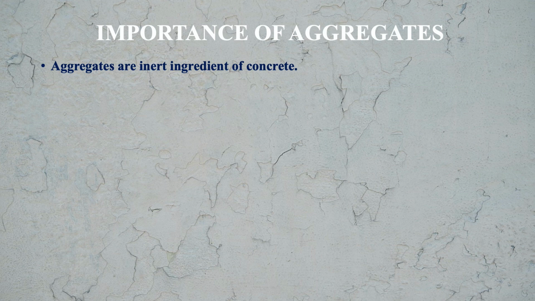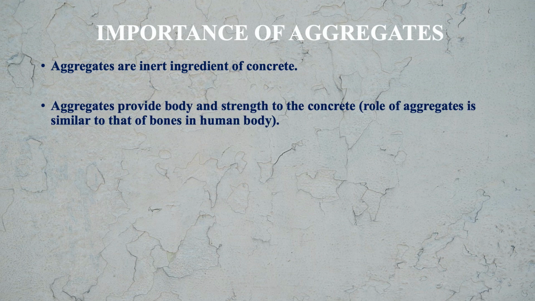Let us begin first with the importance of aggregates. Aggregates, as you know, are inert ingredients of concrete. They are not supposed to take part in any reaction basically. Aggregates provide body and strength to the concrete. Means the role of aggregate is similar to that of bones in the human body. It provides the body to the concrete basically and also the strength to the concrete. Generally they occupy about 75% volume of the concrete.